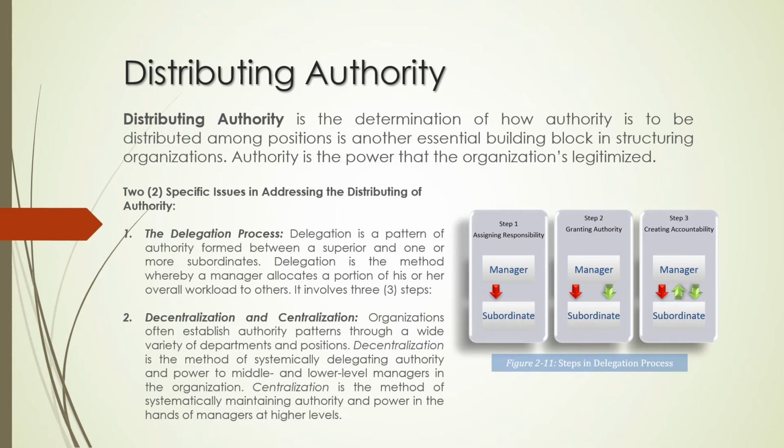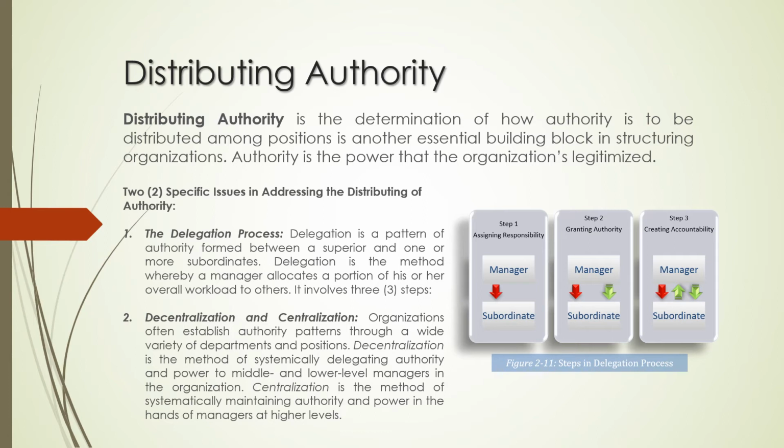Distributing authority. Determining how authority is to be distributed among positions is another essential building block in structuring organizations. Authority is the power that is legitimized in the organization. Two specific issues in addressing the distributing of authority. The delegation process. Delegation is a pattern of authority formed between a superior and one or more subordinates. Delegation is the method whereby a manager allocates a portion of his or her overall workload to others. It involves 3 steps. Step 1: assigning responsibility. Step 2: granting authority. Step 3: creating accountability.